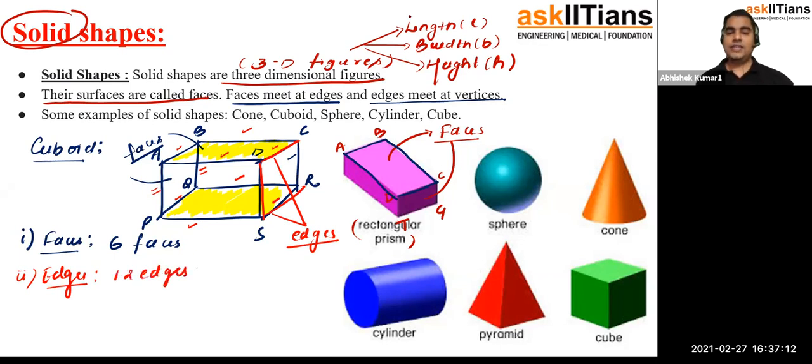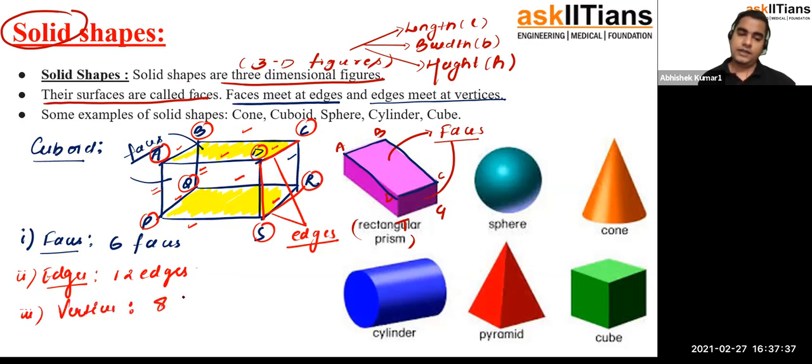Understood? Now these edges that you have, they meet each other at a point, and we call that particular point as vertices. So A is one of the vertices, B is second vertex, C is third vertex, D is fourth. Similarly, P is fifth, Q is sixth, R is seventh, and S is eighth. So how many vertices do you have? You have 8 vertices. Clear? You have 8 vertices. Is that clear? That's what edges, faces, and vertices mean.